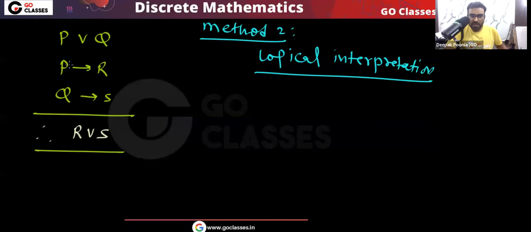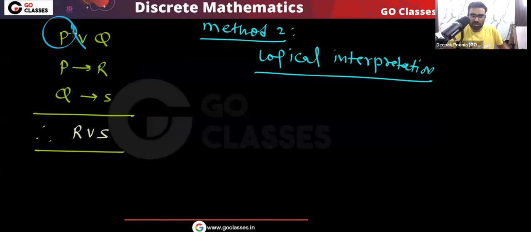Now notice, if at least one of them is definitely true, then at least one of R comma S is definitely true, because the second premise is saying if P is true then R will be true, if Q is true then S will be true, and this first premise is saying that P or Q, at least one of them is true. Now notice, if P is true, then the second premise is saying that if P is true then R will be true.